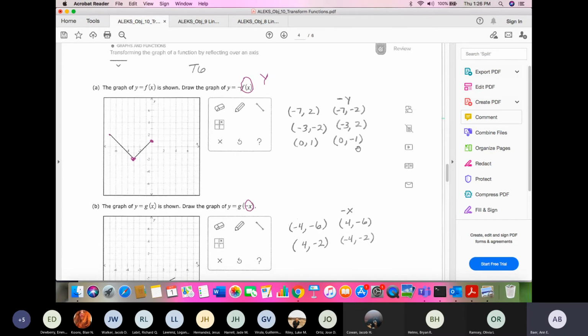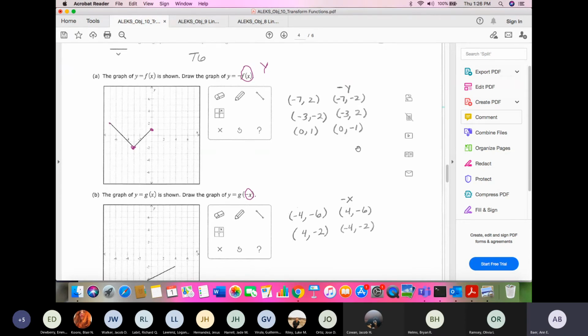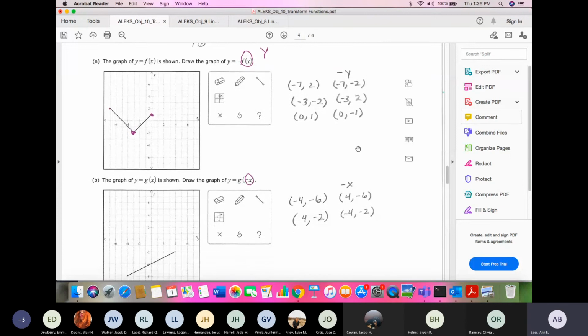And now we graph. And we'll do that in a bit in ALEKS. I didn't want the graphs to be there at the same time. I wanted you to see what I was doing to get the correct written work. I wanted that to be crystal clear.